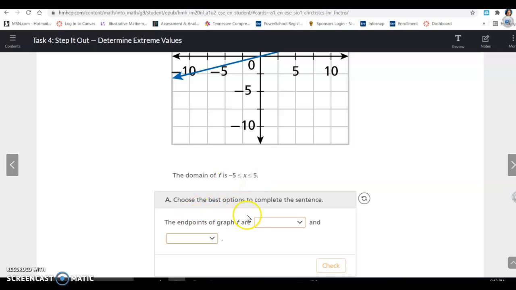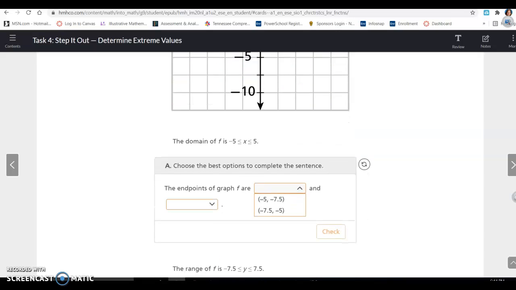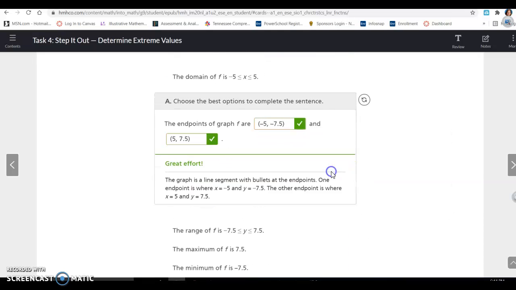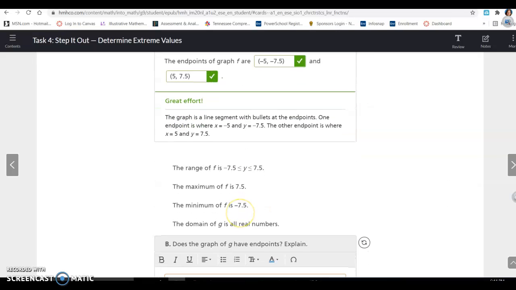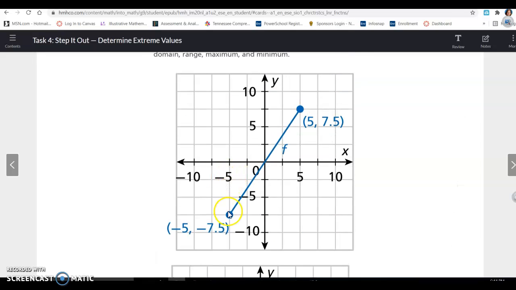Choose the best options to complete the sentence. The endpoints of f are, let's look one more time, negative 5 and negative 7.5, and the other side is 5 and 7.5. Just double check. Yep. Now it says the range. The range, remember, comes from your y values. So the range of f goes from the lowest point to the highest point, so negative 7.5 to 7.5.